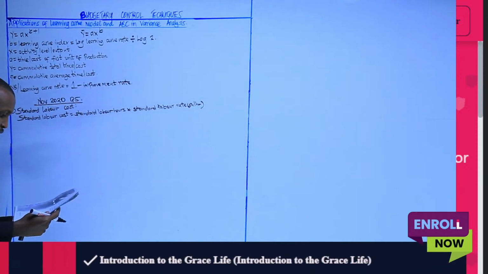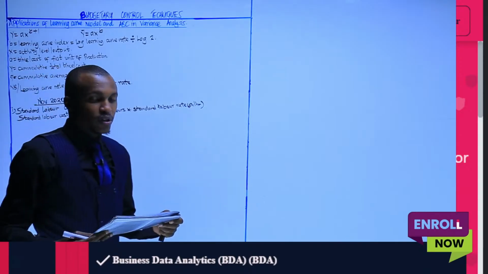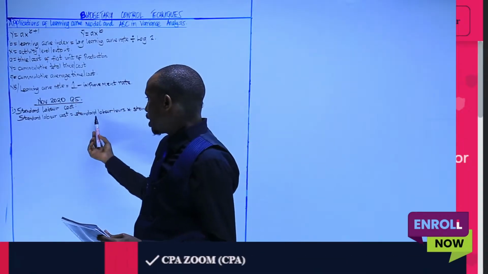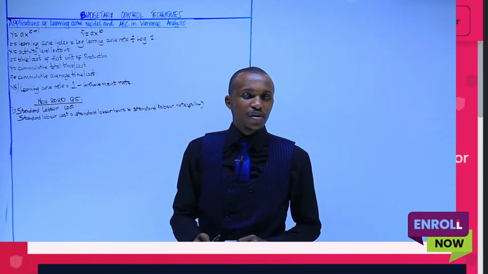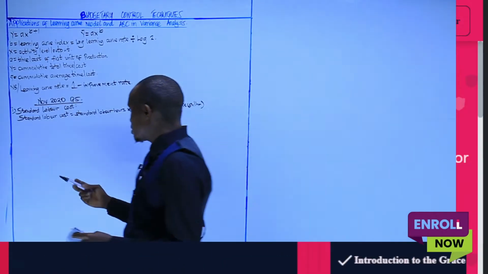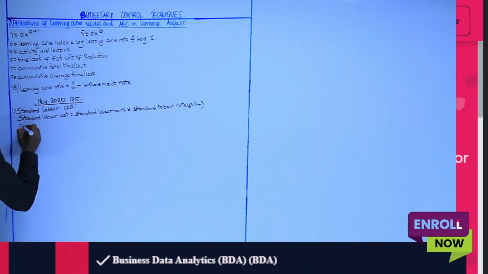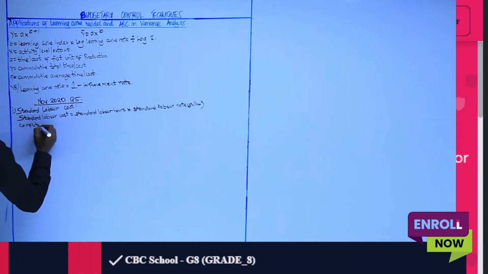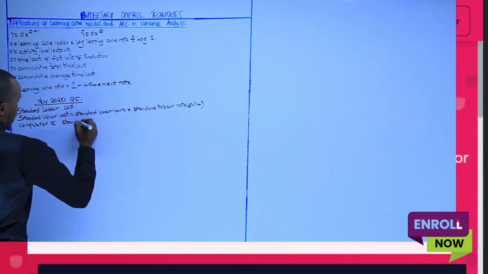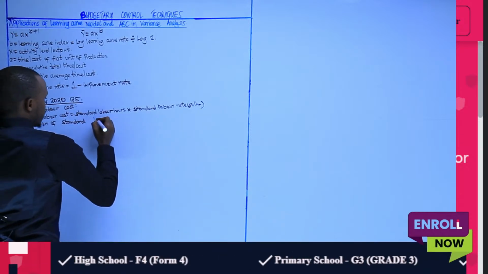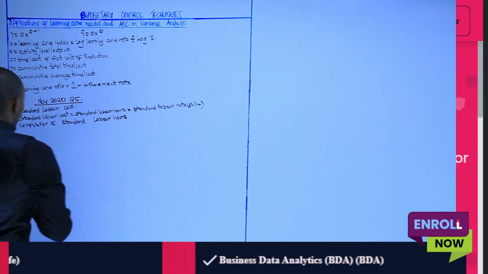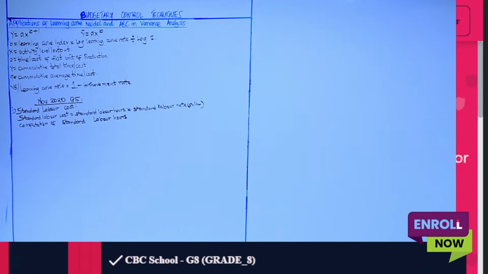Your standard labor rate, they've told us, is currently 3,000 per hour. But we need to determine our standard labor hours, keeping in mind that we have a learning curve. So let's determine our standard labor hours. Computation of standard labor hours.